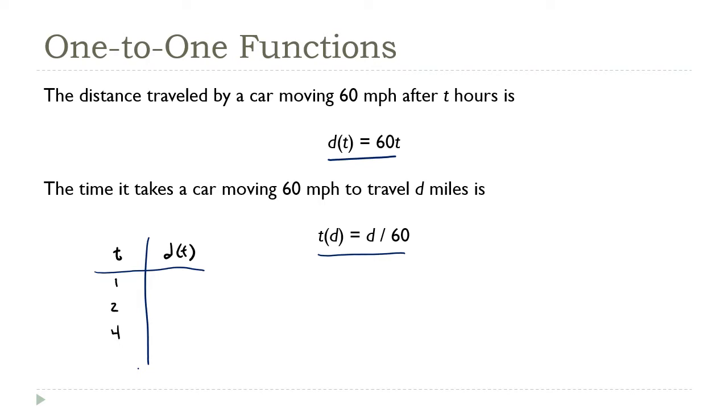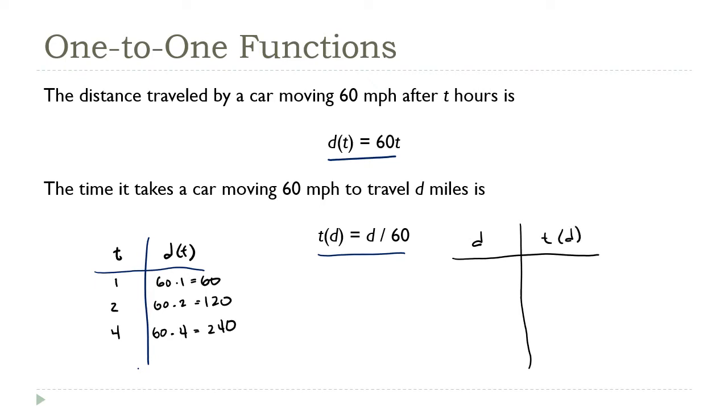If you put those into our formula, 1 hour corresponds to 60 miles. 2 hours corresponds to 120 miles. And 4 hours corresponds to 240 miles. Okay. Now let's try the same thing with our time function. I'm going to give it distances, d values, and I'm going to get time values back out. So let's pick some distances. Let's do 60, 120, and 240.